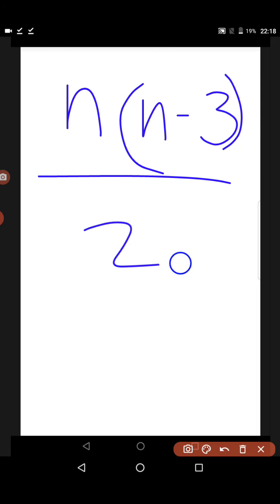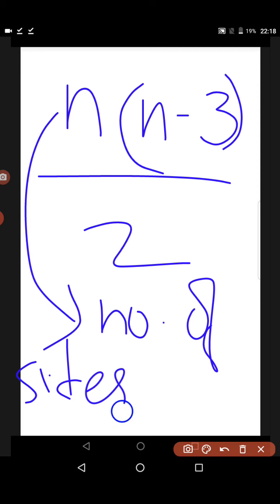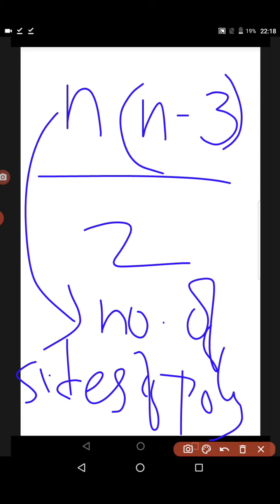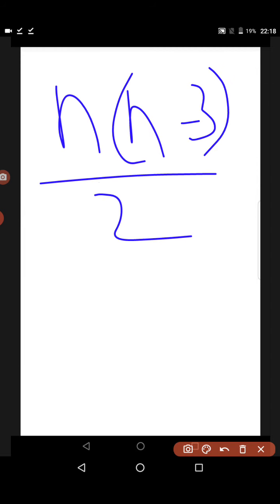That is n into n minus 3 by 2. What is n you might be thinking? That is the number of sides of the polygon. Okay. So remember this formula, n into n minus 3 by 2. You can note it down.